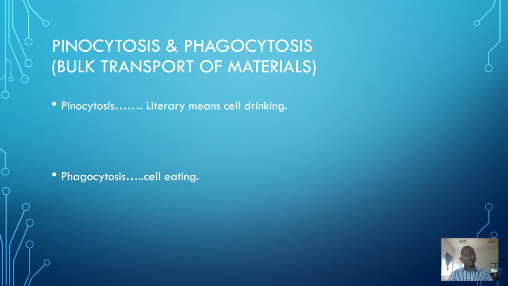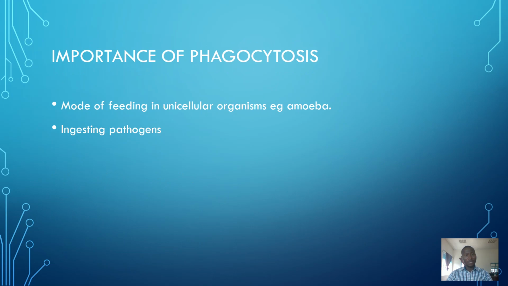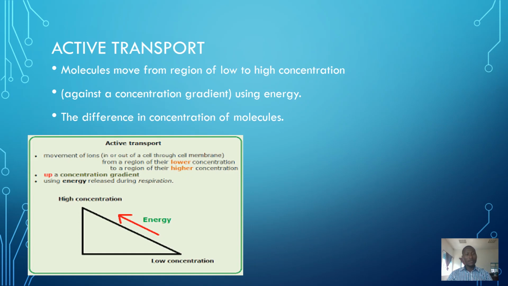When you are talking about pinocytosis and phagocytosis, we are talking about bulk transport of materials in and out of the cell. Pinocytosis, we can refer to as a cell drinking, where a cell takes in a liquid material within the cytoplasm. Then phagocytosis, we are talking about a cell eating, in this case a cell taking in a solid material within the cytoplasm. Phagocytosis is very important. It's a mode of feeding in unicellular organisms such as amoeba. Then white blood cells ingest pathogens by this process of phagocytosis.